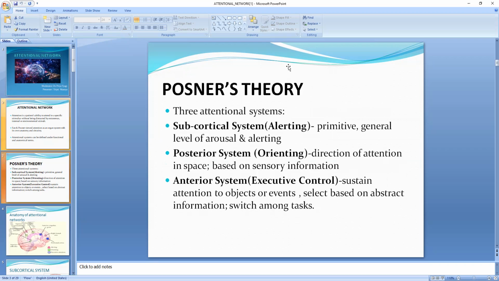Now, according to Posner's theory, attentional system is divided into three systems as under. First is subcortical system, that is also known as alerting system. It is the most primitive type of system. It involves the general level of arousal and alerting. Second is the posterior system, also known as orienting system. It helps in direction of attention in space based on sensory information. Third is anterior system, also known as executive system. It sustains the attention to objects or events, selects based on abstract information, and switches among tasks.